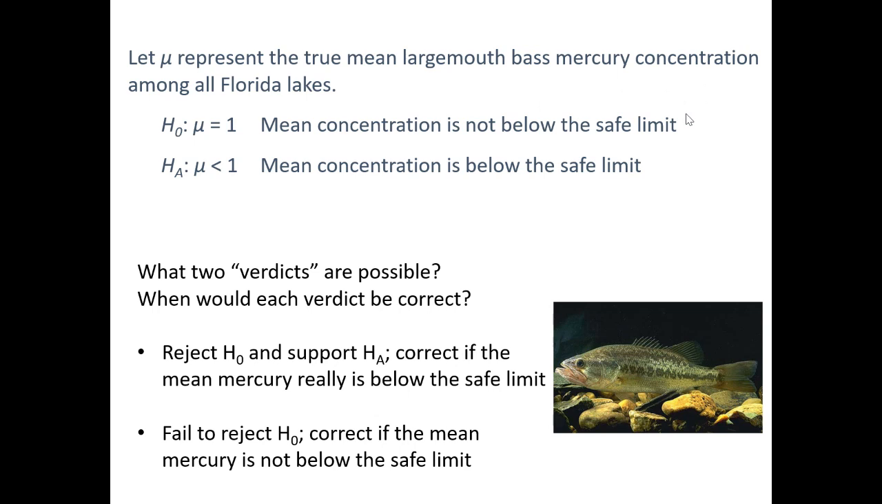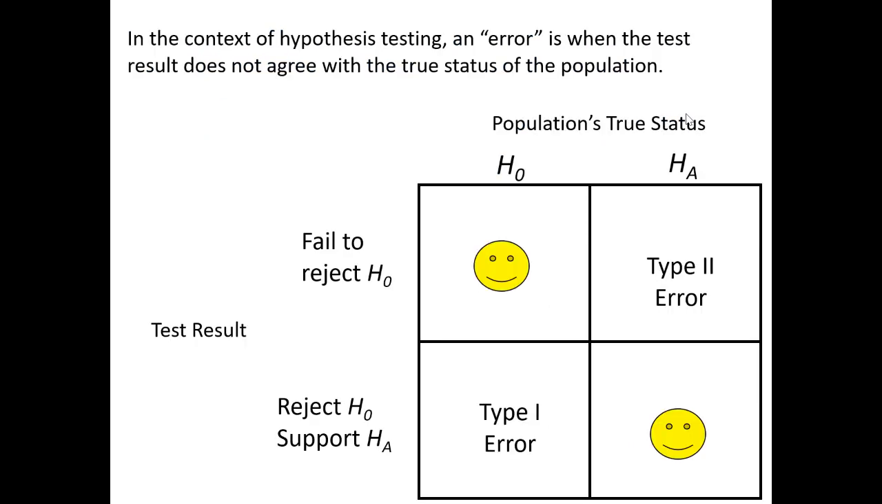However, there are some other things that could happen. We call those errors. All right, so this little table is set up. We have 2 rows showing, well, what does the test say? Every test is either going to fail to reject the null or reject the null. And in the columns, but what's really true? If we could measure every fish that's out there, is the true mean really less than 1 or not?